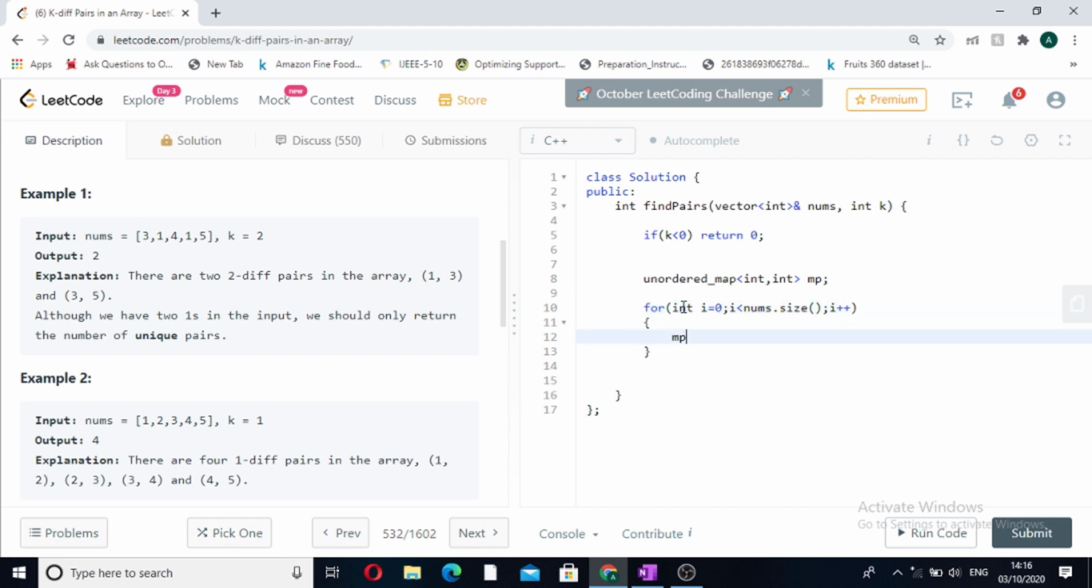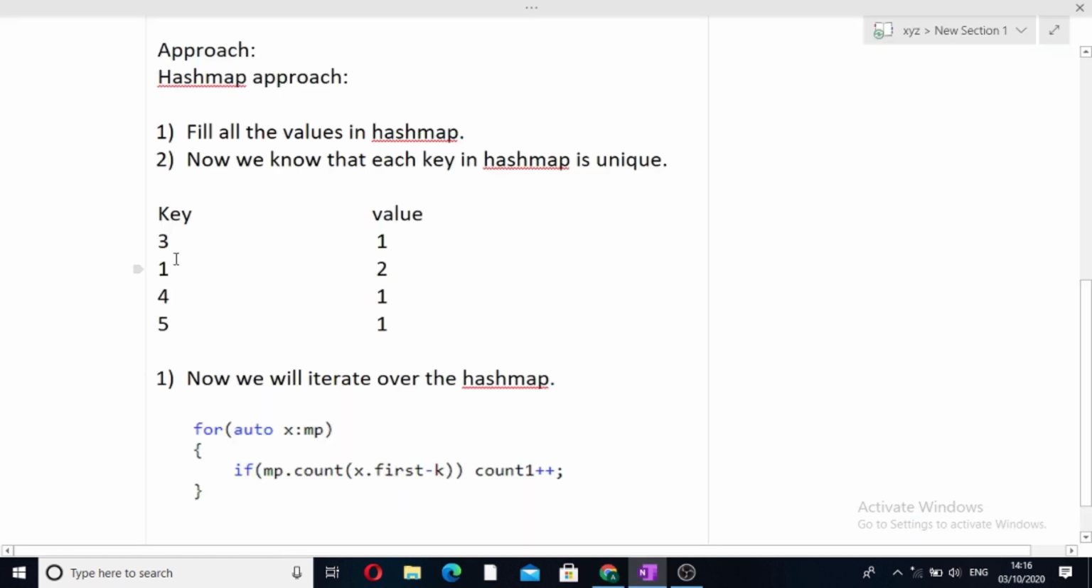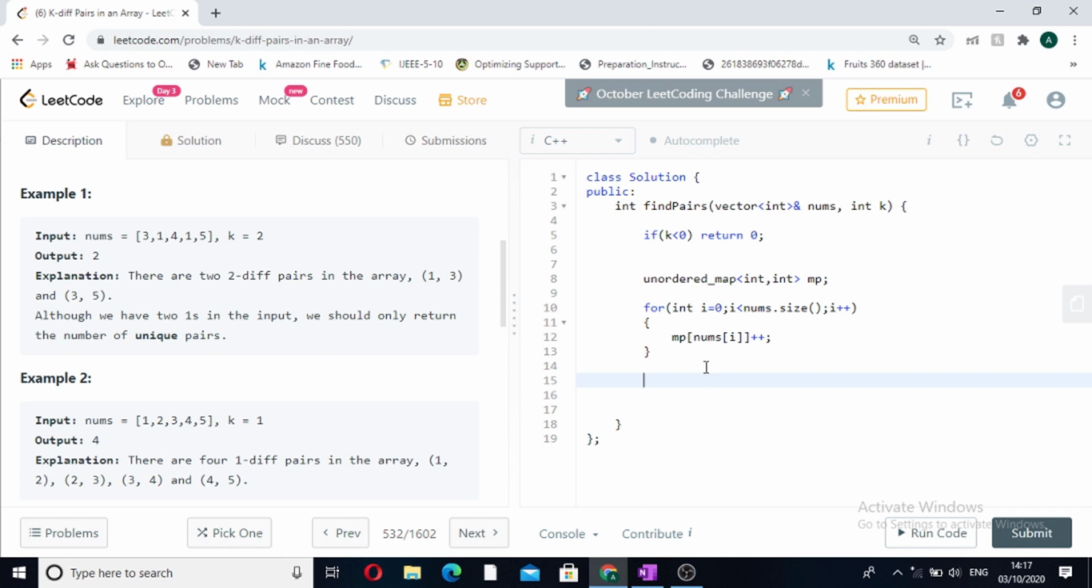Now we will put the frequency of the values of the array in the hash map. So mp of nums[i]++. After this loop has ended, our hash map is formed, where the key is the unique values in the array and the value is the corresponding frequency of the key. Now this has been formed.